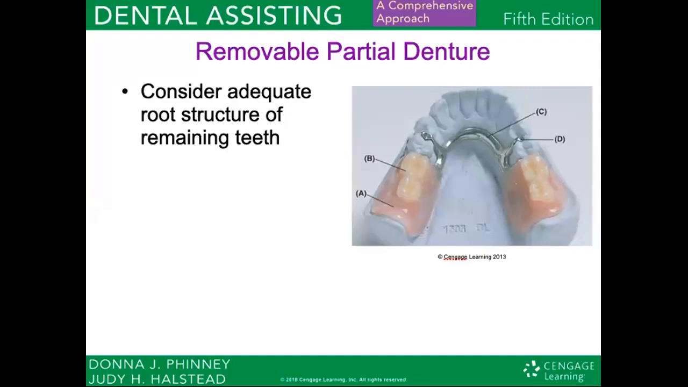Part B is pointing to the denture teeth, or the missing teeth. Part C are the connectors, also known as this lingual bar. It's connecting these two sides of the partial. And then part D are the occlusal rests, also known as rest seats.